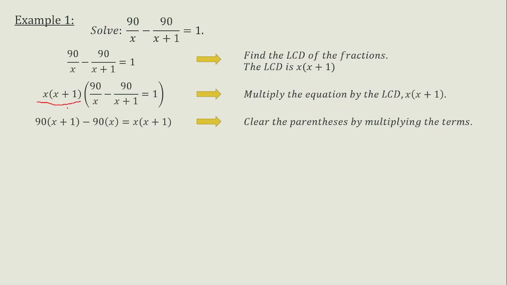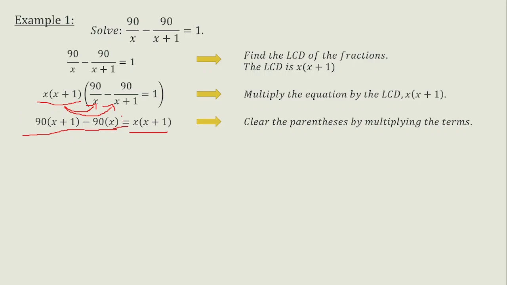So x times x plus 1 divided by x, the first denominator, then the result will be x plus 1. Then x plus 1 times the numerator. The result will be 90 times x plus 1. Then the next one will be x times x plus 1 divided by the second denominator, which is x plus 1. The quotient will be x. Then multiply the quotient to the numerator, so it will become minus 90 times x. Then equal x times x plus 1 times 1, the result will be x times x plus 1.